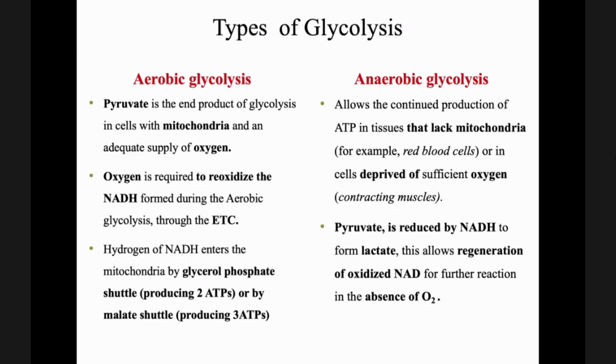The oxygen is required for the aerobic. The oxygen is required to reoxidize the NADH formed during aerobic glycolysis through the electron transport chain. We will see that NADH can be produced through glycolysis. However, it can still go to oxidative phosphorylation, the electron transport chain pathway, because the outer membrane of the mitochondria is permeable. The outer membrane, and you should know it's the outer membrane, not the inner membrane.